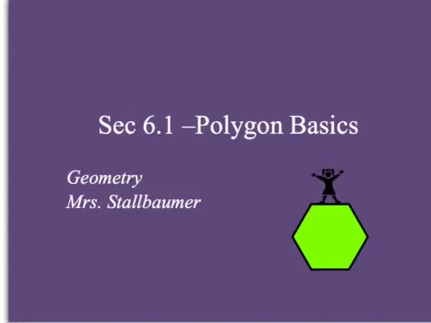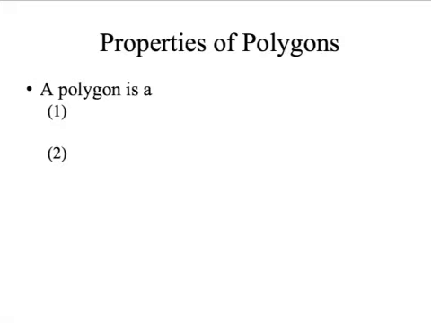Welcome to section 6.1. We are going to focus on the basics of polygons. So let's start by defining what a polygon is. A polygon has two basic characteristics. First, it must be a closed figure. And second, it needs to have three or more sides. So the smallest polygon that you could have would be a triangle.